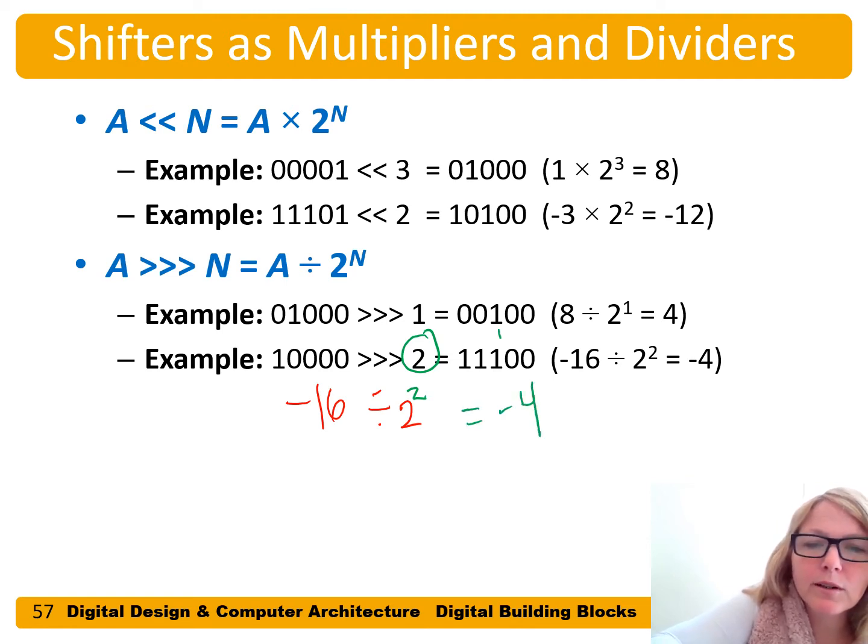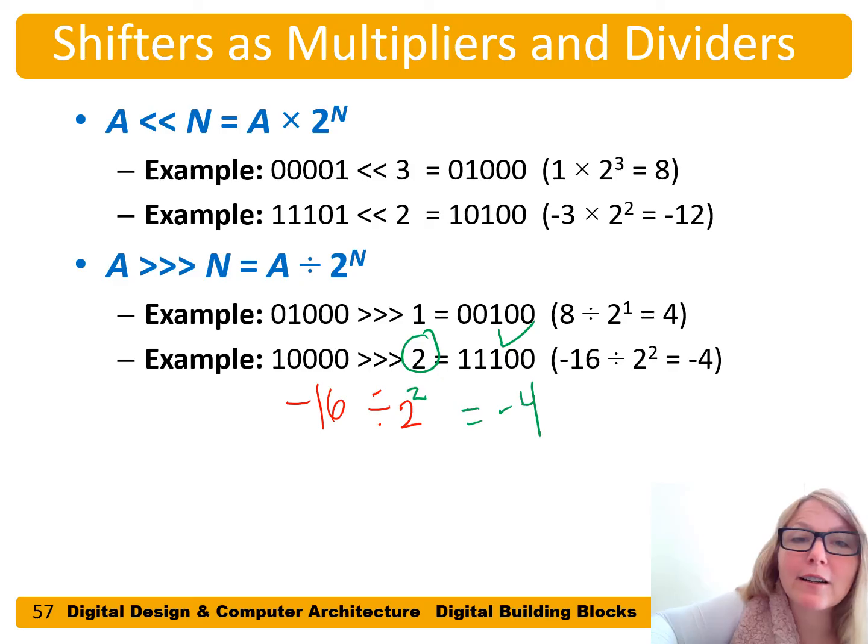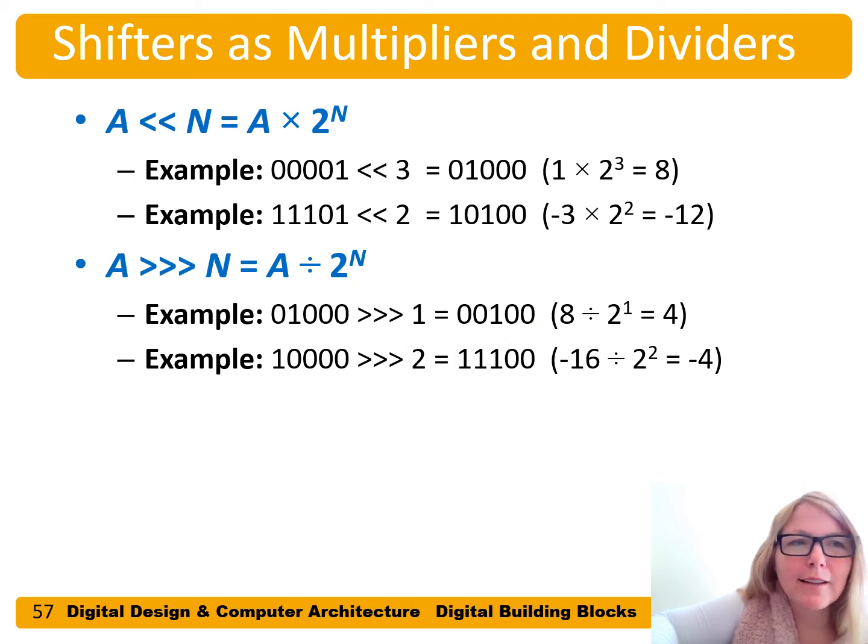Yep, we get minus 4. Check. And so shifters are, it turns out, a lot cheaper than general purpose multipliers. So if we can ever get away with doing multiplication or division as a shifter instead of using a multiplier or divider, it's going to be a lot cheaper, less hardware, lower power, etc. So it's a simple way of doing multiplication and division by powers of 2. So let's talk about multipliers and dividers and see how to build them.